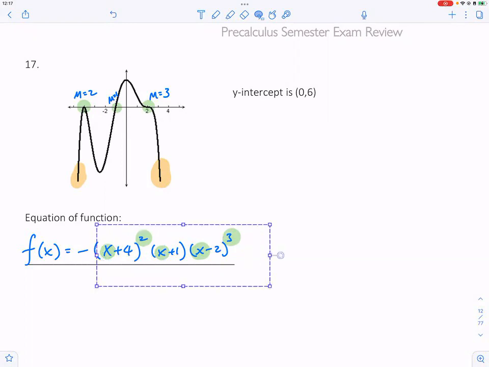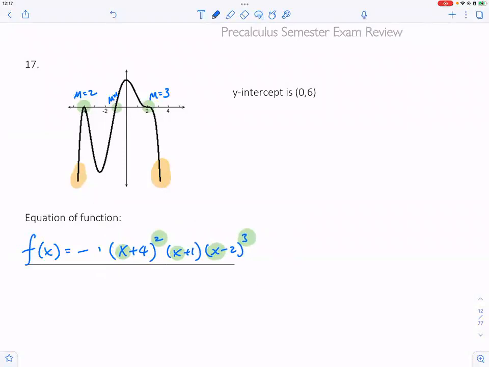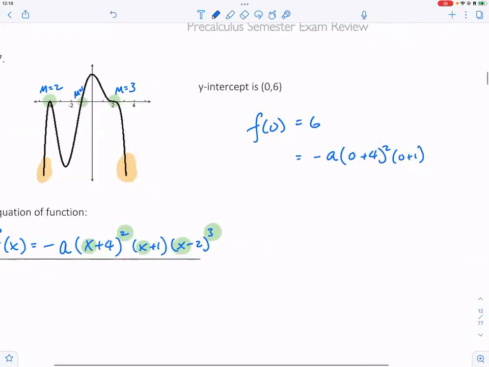However, we're missing one thing. What's the a value? We have the roots, but there's an a value that's missing, and this is the reason why we're given the y-intercept. We're saying f of 0 is equal to 6. What's f of 0? Go ahead and put a 0 for all the x's. So that should equal 6.